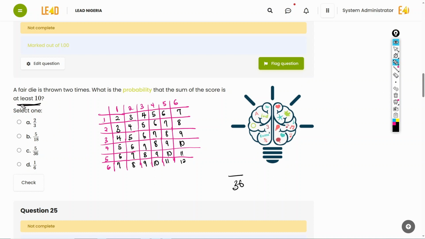At least 10 means 10 and greater, right? So that's, we're going to have 1, 2, 3, 4, 5, 6. So there's 6 ways that could happen, which means probability is 6 out of 36, or 1 out of 6. That's option D.